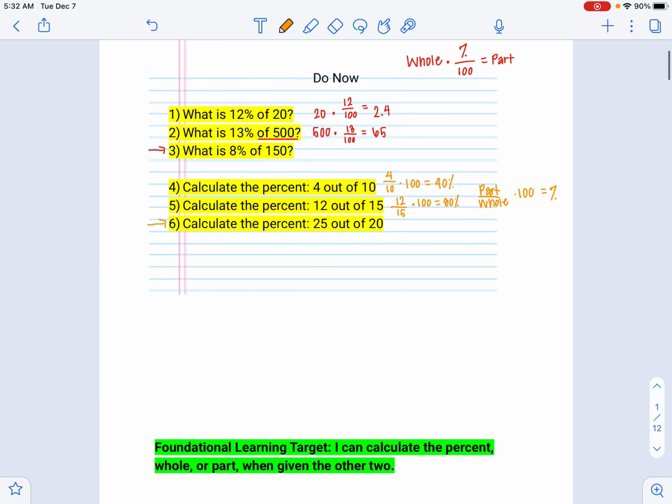This week's foundational learning target is I can calculate the percent, whole, or part when given the other two. This foundational learning target ties directly into our new unit, so it's important that we master it together. If you were absent yesterday and you haven't had a chance to complete the guided notes, please go back and do so as soon as you can.